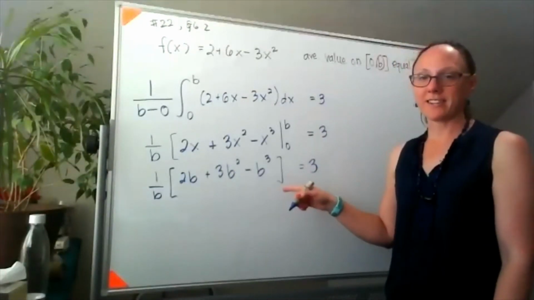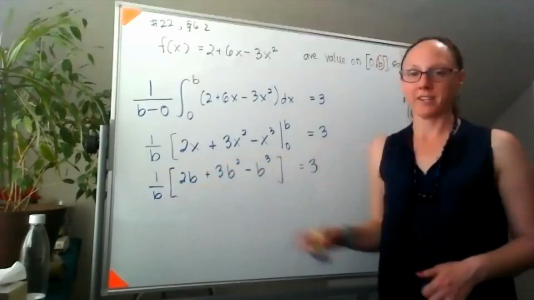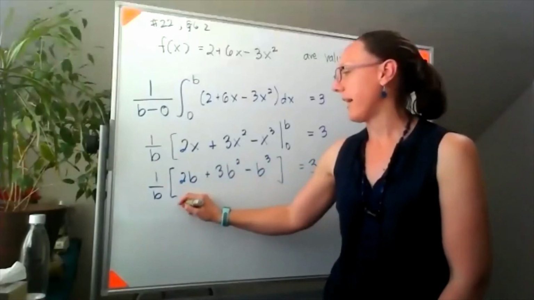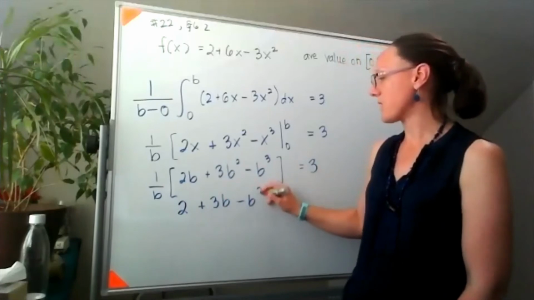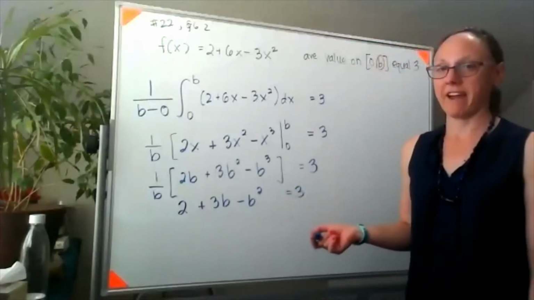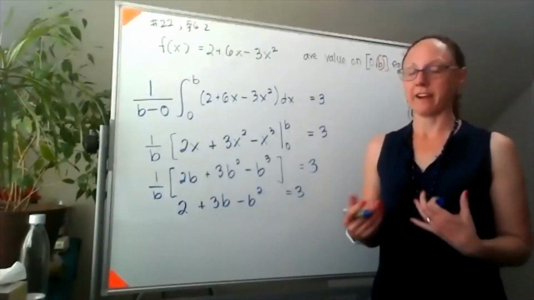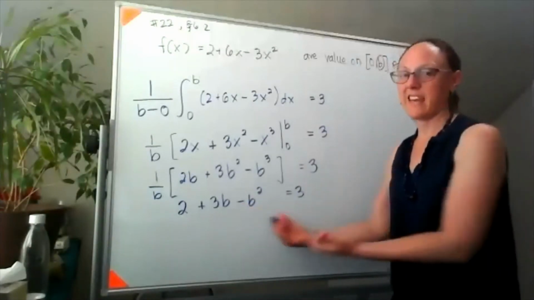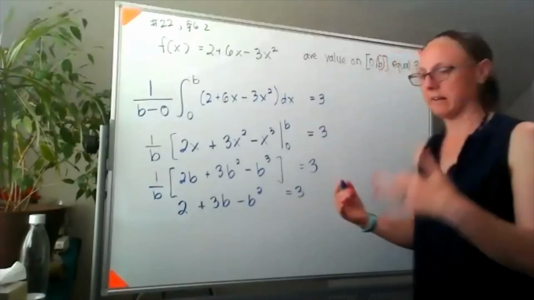At first I saw this and I went, wait, we're going to have to solve a cubic, but that 1 over b up there is going to save us. If we distribute the 1 over b through, I'd have 2 plus 3b minus b squared is equal to 3. And hopefully this is a quadratic that factors. Personally, I know it's dumb. My brain has trouble factoring when there's a minus on my squared term. So in this case, I would move everything to the right-hand side just because it's easier on my brain.